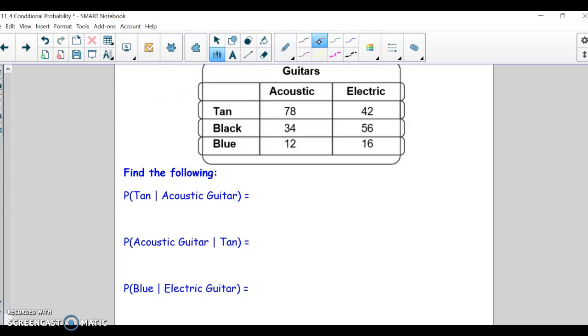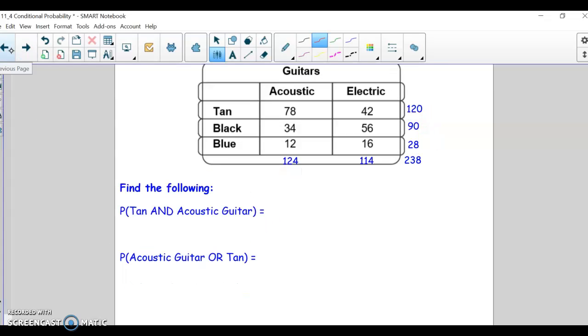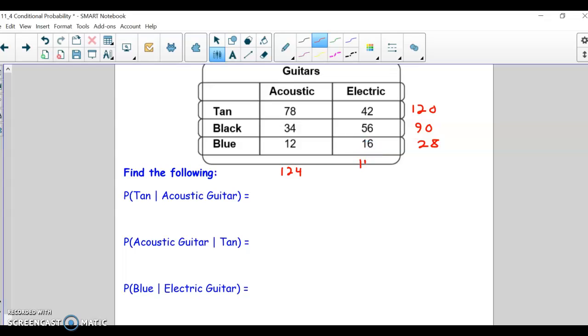Okay, first thing to realize is you've got to find these totals along the outside. So I would add up my tan ones, which I think is 120. Add up the black ones, which is 90, I think. I always do these wrong. This one is 28, 16, and 12. And then add these ones up going this way. So it'd be 90 plus 34 would be 124, I believe. Add all those together, and I have on the other side, 114. And then all total, if you add these ones this way, it should come out to be the same. I think it's 238.